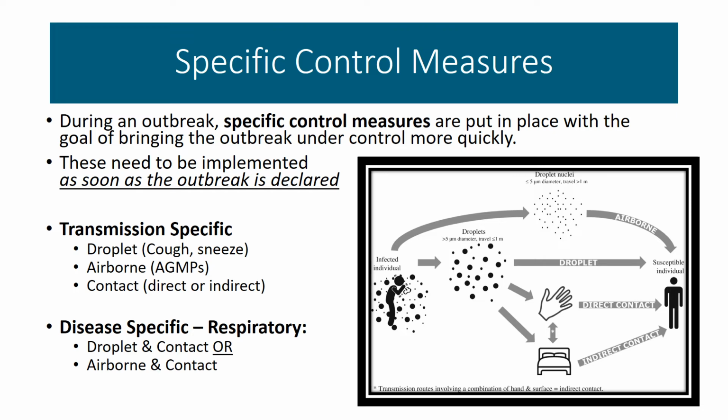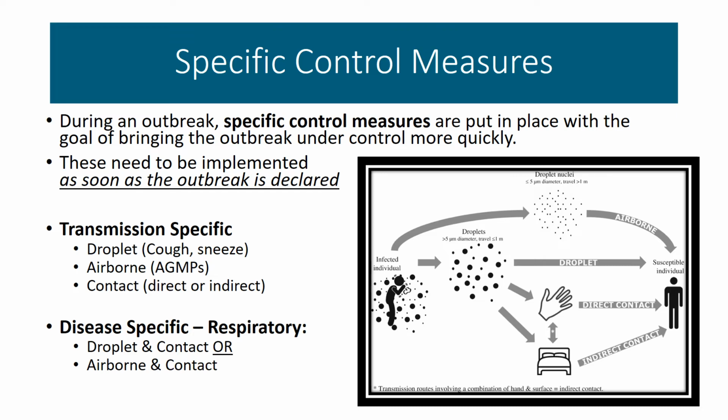So through droplets, cough or sneezes, airborne through aerosol-generating medical procedures, or AGMPs such as CPAP or high-flow oxygen, or contact of an infectious person or their environment. The little diagram on the screen shows the different routes of transmission of respiratory agents and how they can be spread. Once the infectious agent is identified, it may also change the type of precautions that are put in place.